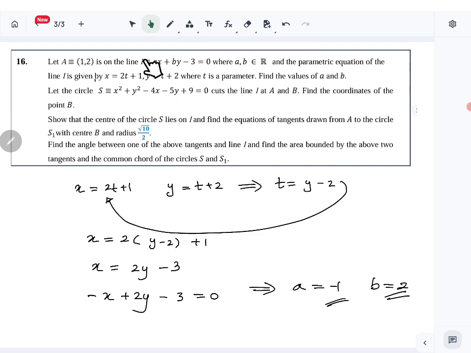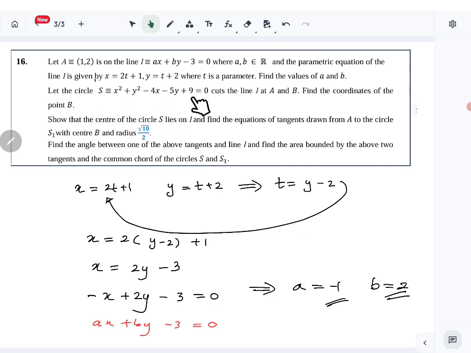So you just compare it with this equation, ax plus by minus 3. Same thing, no? So then a has to be minus 1, b has to be 2. Right. Then that part is done. Let the circle S be this. It cuts the line L at A and B. Find the coordinates of point B.